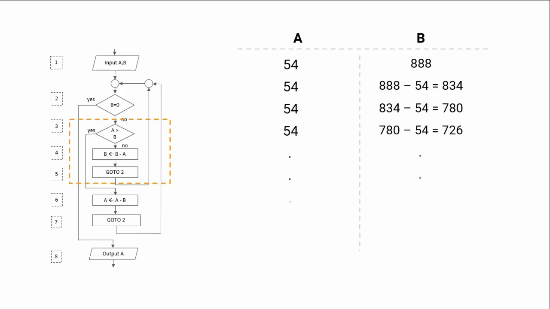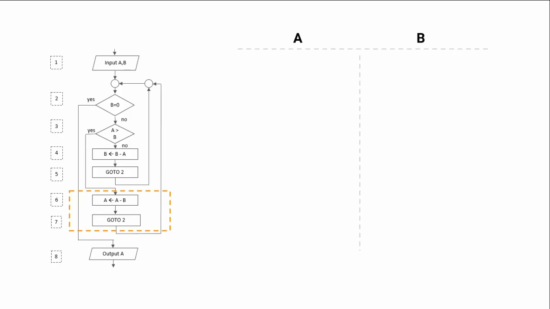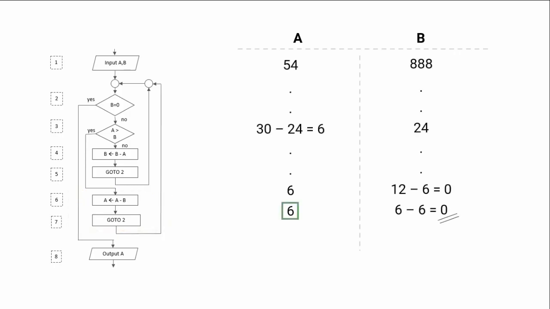These steps continue a couple of times till the value of B becomes 24 and the value of A remains as 54. Now when we check for A being greater than B in step 2, it evaluates to true as 54 is greater than 24. At this point of time, the control comes to step 6 and we subtract the value of B from A, that is 54 minus 24, which is equal to 30. In this manner, we continue till the value of B becomes 0. Finally, the value of A, which is 6, is output as the GCD of 54 and 888.